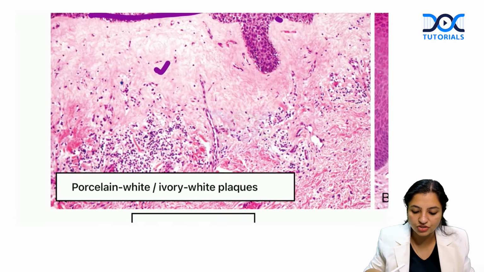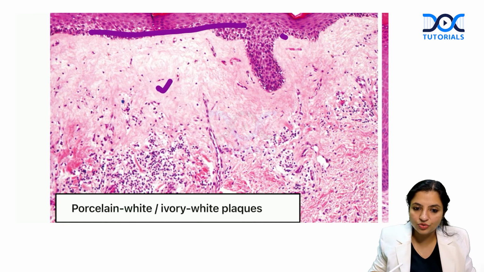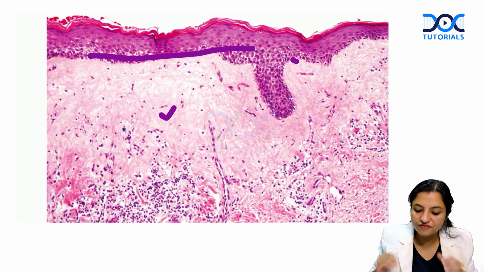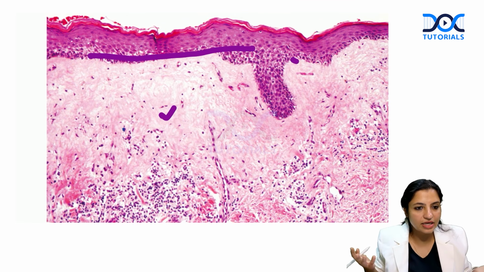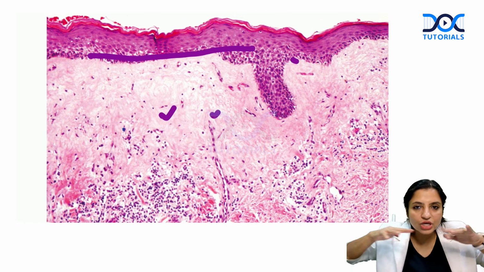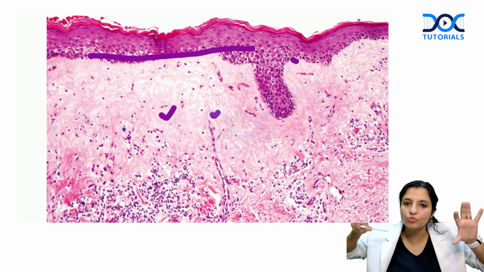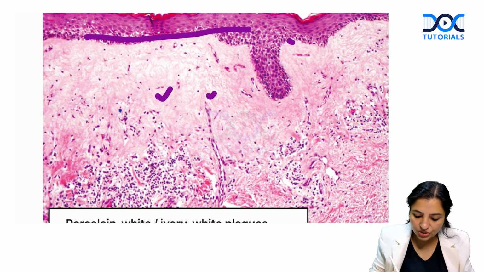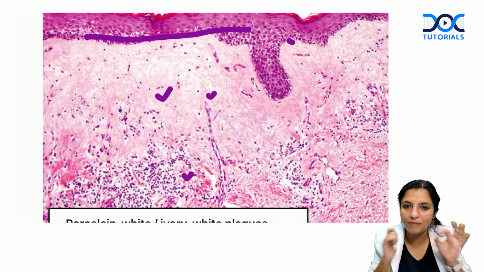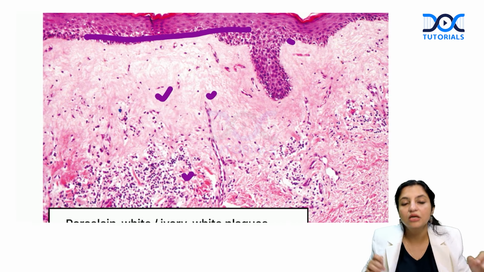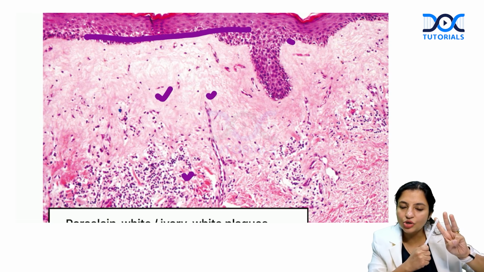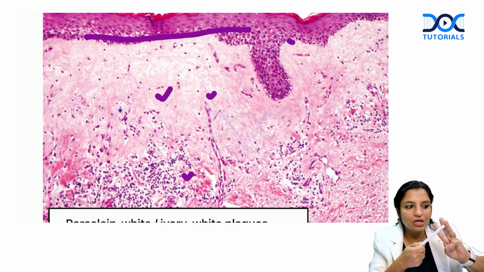I'm going to enlarge it for you to see. So what do you see here? The epithelium is very, very thinned out. There is loss of rete ridges, and on the top there is homogenization of the collagen. All the skin appendages are also lost because it has become homogenized collagen. Just below that you can see a lot of lymphocytes, a band of lymphocytes. So three things here: thinned out epithelium, homogenized collagen, and a band of lymphocytes.